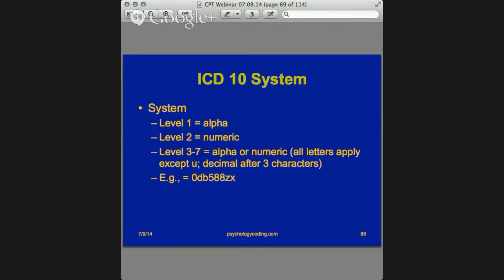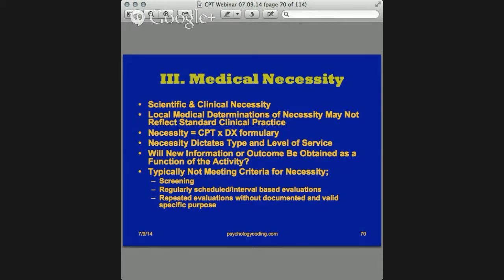All right, so we've been at this for an hour. Let's jump into more specific things. And one of my more interesting concepts was the idea of medical necessity. There's such a thing as what we might call scientific or clinical necessities, what you think, what the research literature thinks. However, this is not necessarily what the insurance company thinks. What they think is a formulary of a CPT code by DX. For example, 96118 does not match depression. Depression, on the other hand, matches 101.